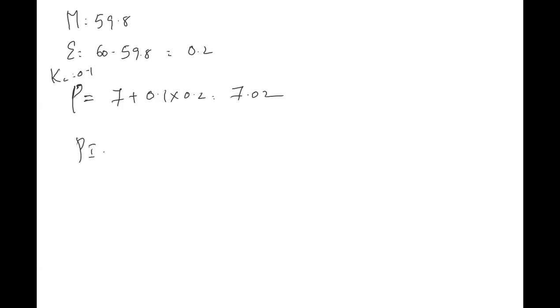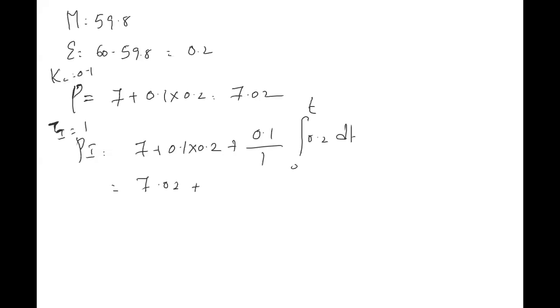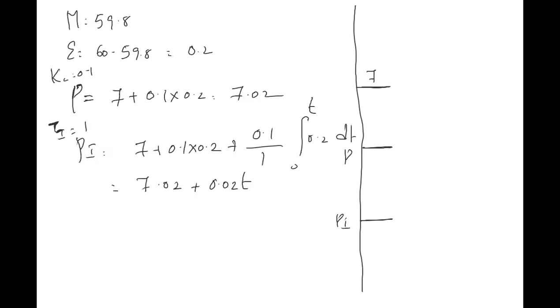If it is a proportional integral controller, then what happens is 7 plus 0.1 into 0.2 plus, let's say Kc is 0.1, let's say tau I is equal to 1. Let's take tau I equal to 1, integral of 0 to t of 0.2 dt. So what happens is 7.02 plus 0.02 into t. If you draw the signals, this is my steady state 7, the P controller here and the PI controller here. Error is equal to 0, then this is also 7, this is also 7.